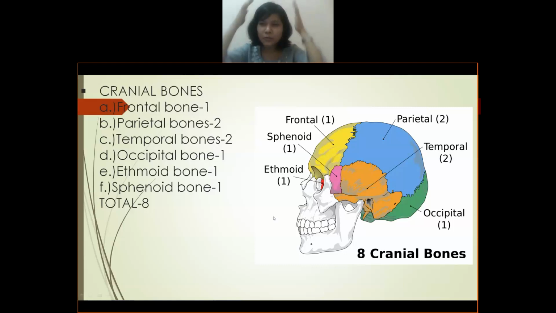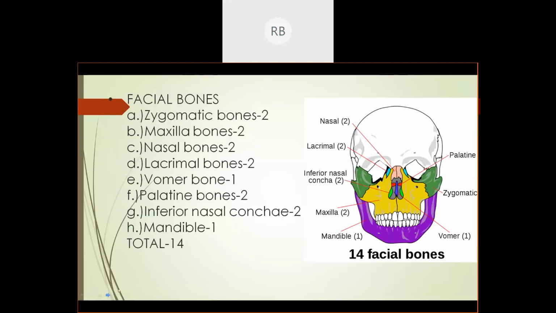Okay, you can turn off your video. You should practice like this. Unless you practice by yourself, you won't be able to remember. You should practice every day, like frontal bone, parietal bone, so that it will be easy for you to understand. So 8 cranial bones we have. Shall we move to the next slide, if you all are clear enough? Yes.